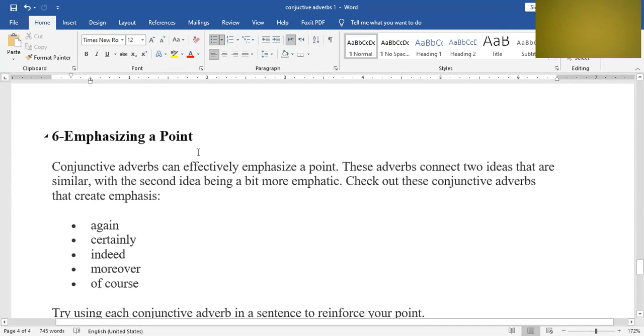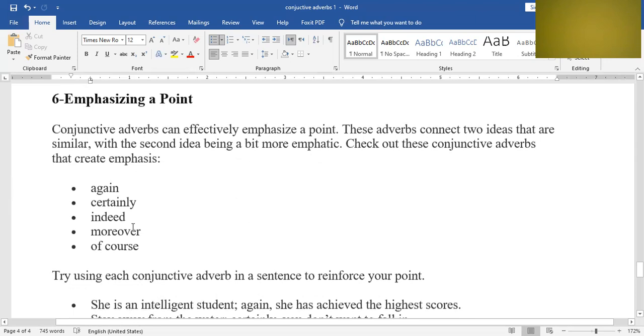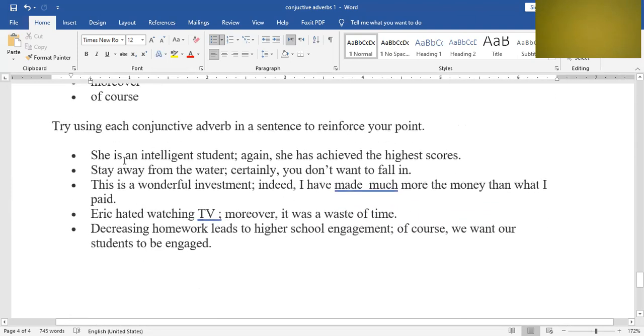Number 6, emphasizing a point. We use conjunctive adverbs to emphasize ideas. As you see here, the conjunctive adverbs which are used for emphasis are again, certainly, indeed, moreover, of course. Look at the example. She is an intelligent student. Again, she has achieved the highest score. I emphasize the idea of her intelligence. Again and again, she has achieved the highest scores.